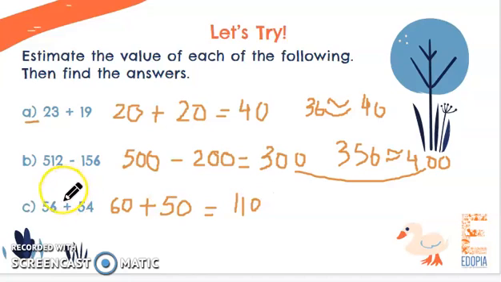Let's see what do we get when we add the actual numbers. 56 add 54 is 110. Wow, the numbers are actually same. This means my answer is reasonable.